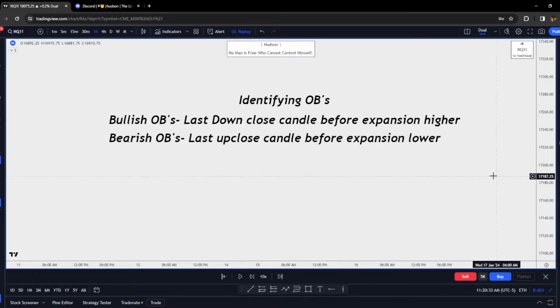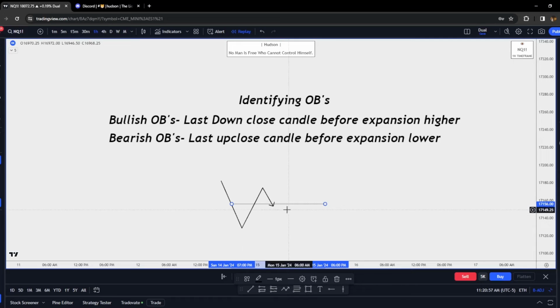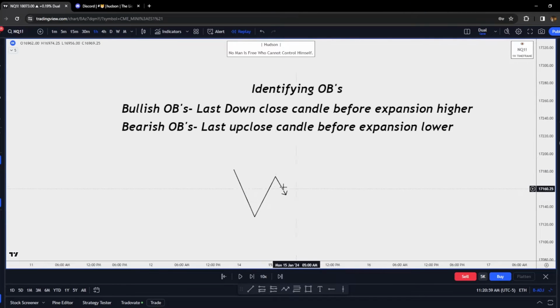So to identify order blocks, a bullish order block is the last down close candle before the expansion higher. The last down close candle. Now, if we have a series of down close candles, so let's say we have a price leg that takes out a liquidity pool, and in this price leg we have multiple down close candles, all of them can act as the order block. I will go over how to identify which order block to use, but it is a series of down close candles if there is a series.